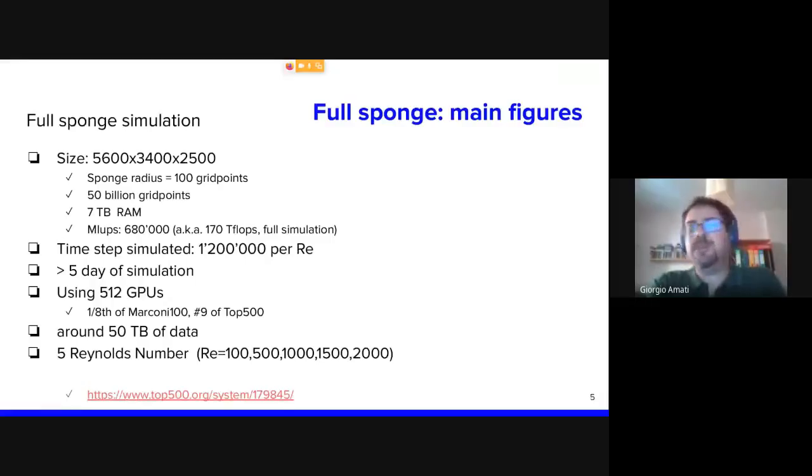The main figure of the sponge that I presented before is this. It's a very huge lattice. The radius is about 100 grid points, so we have a very huge domain just to avoid finite size effects as much as possible. From the computational point of view, we ask for about 7 terabytes of RAM, and each dump is 3 terabytes. The performance expressed in mega lattice updates per second is 680 giga loops. This means in floating point something less than 200 teraflops.